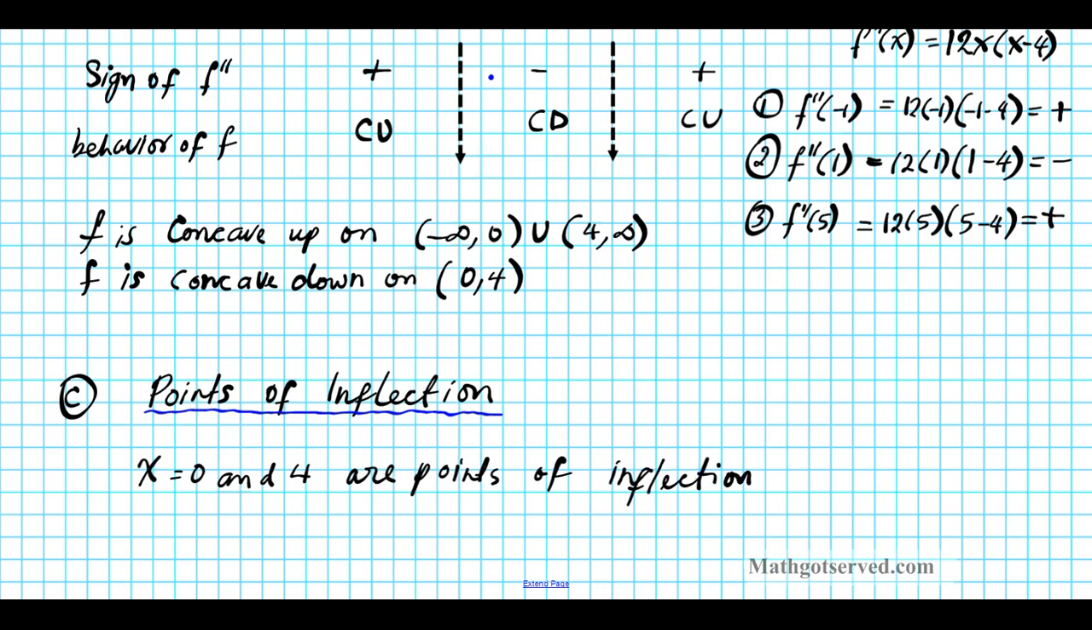Points of inflection since the second derivative f double prime of x changes sign, from positive to negative and then negative to positive. That's enough to conclude that they are points of inflection. So that's that.